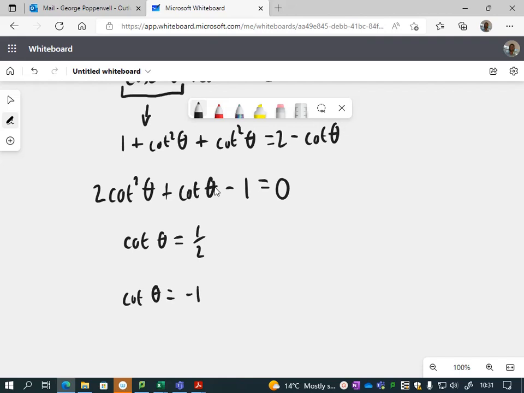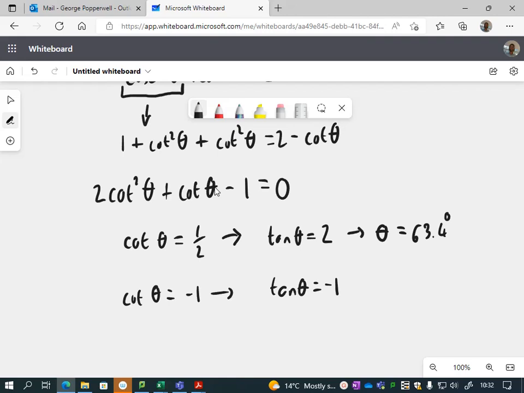Now in order to solve this, I'm going to want to rewrite this back in terms of tan. So cot is the reciprocal of tan, so if cot theta is 1/2, tan theta is equal to 2, and if cot theta is equal to -1, then tan theta is equal to -1. Then solutions, going from here, tan theta is equal to 2, I get theta is equal to 63.4 degrees.